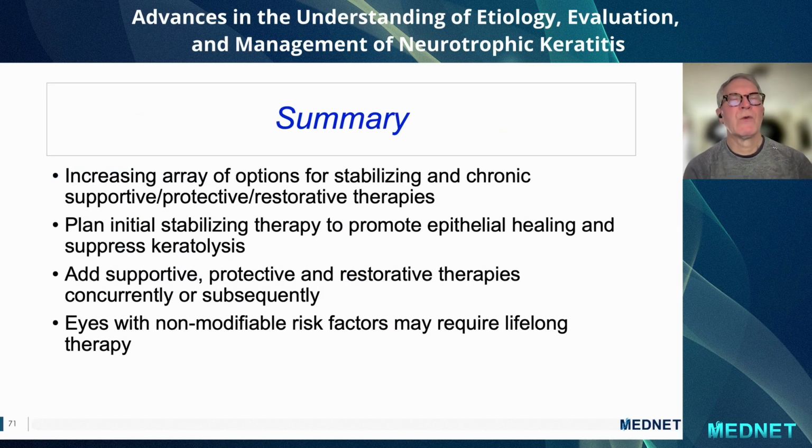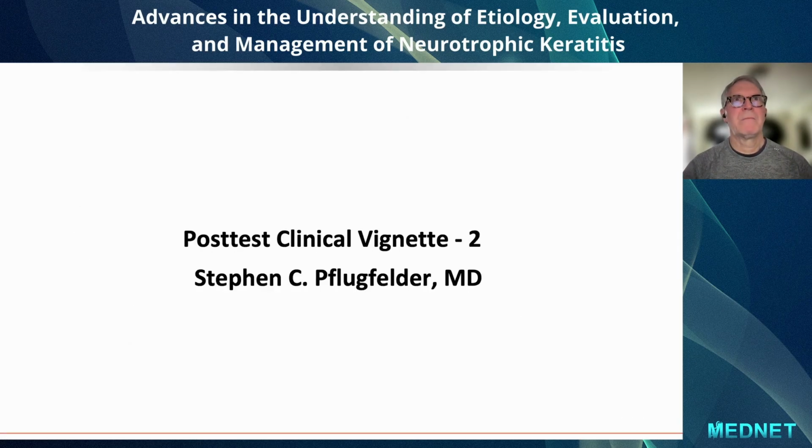So in summary, there's an increasing array of options for stabilizing and chronic supportive, protective, or restorative therapies. My recommendation is to plan initial stabilizing therapy to promote epithelial healing and suppress keratolysis, and then to add supportive, protective, and restorative therapies, especially for those conditions that are chronic. And the eyes with non-modifiable risk factors may require lifelong therapy.